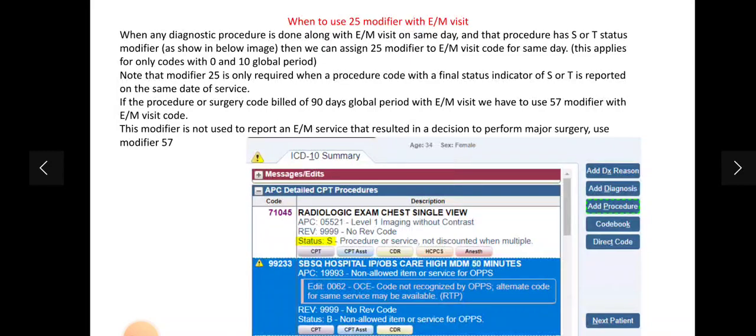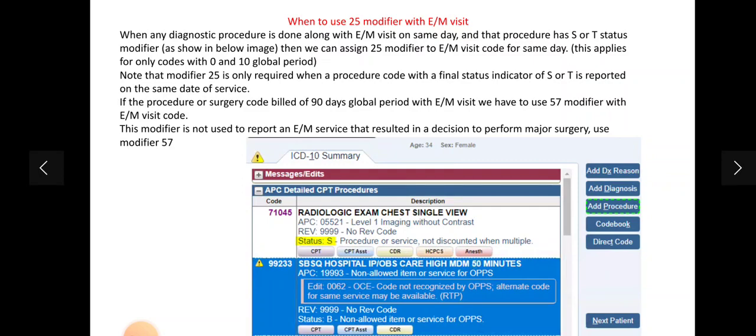For 25, see, when any diagnostic procedure is done along with an E/M visit on the same day, that procedure has an S or T status indicator. So here in the image, I have highlighted the status S with radiological X-ray chest single view. If such an exam is done along with an E/M visit code, you have to give that E/M visit code the 25 modifier. If the status is T, then also you can give the 25 modifier to the E/M visit code, for the same day.